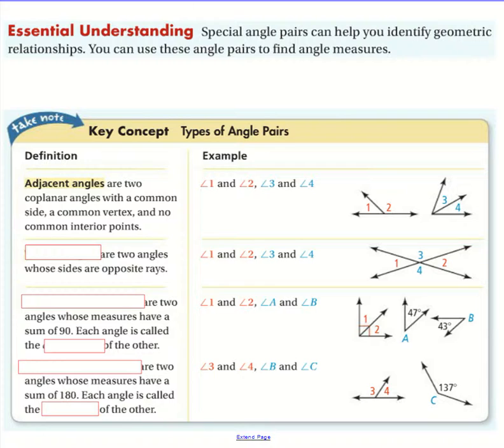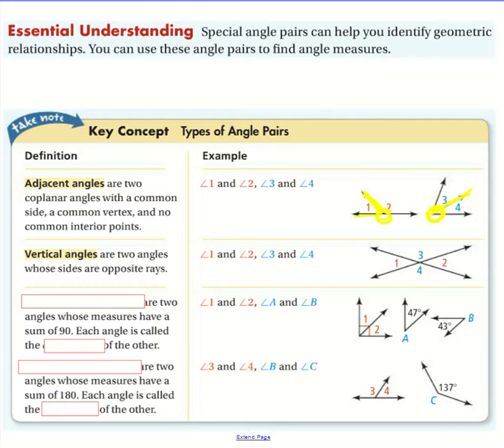So if we look at these, angle 1 and angle 2 share this common side right there, and they have a common vertex right here. Angle 3 and angle 4 share a common side and a common vertex. The next one we're talking about is vertical angles. Now, vertical angles are 2 angles whose sides are opposite rays.